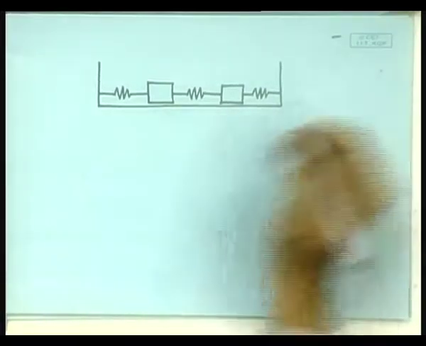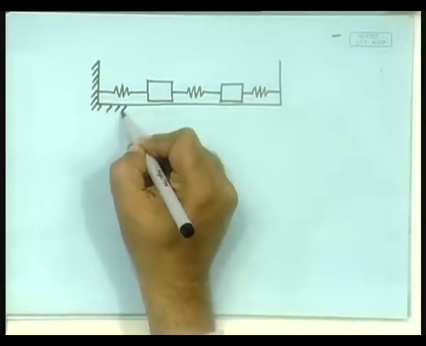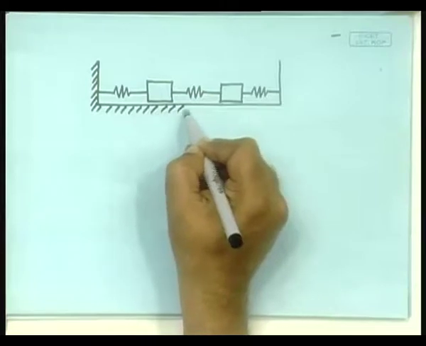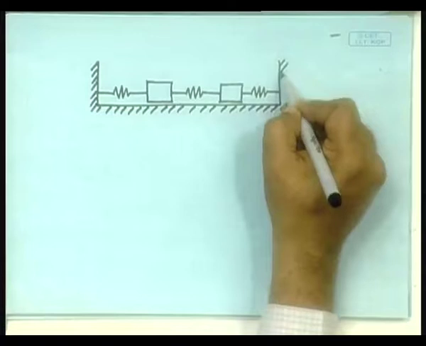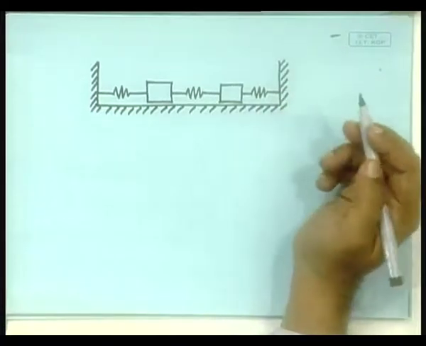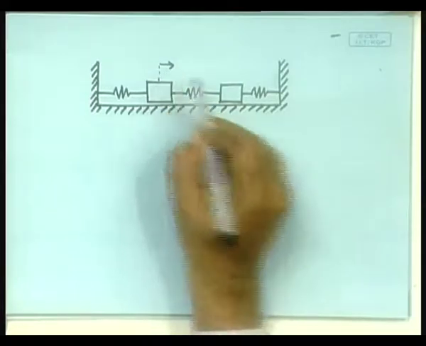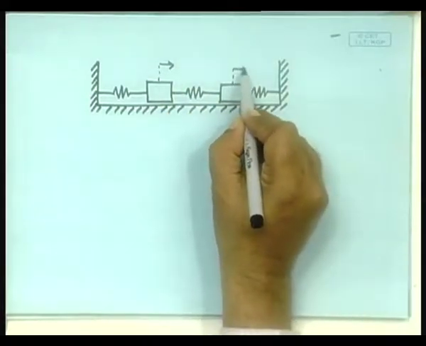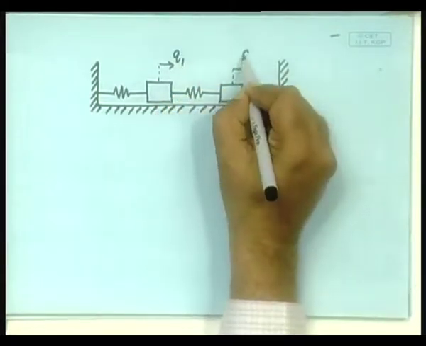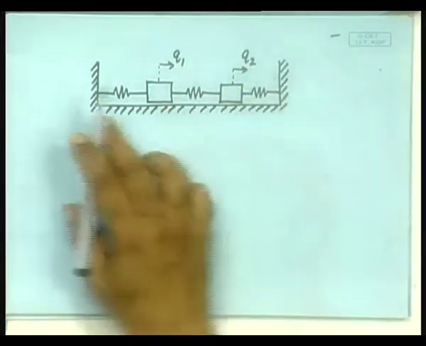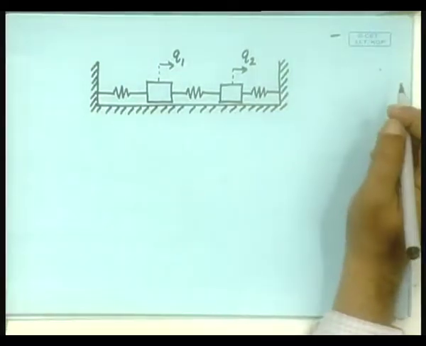In that case, how will we define the generalized coordinates? Can you suggest? Simply, the positions of these. Okay. So this is say q1 and this is say q2, measured from some kind of a datum, say here, all right.